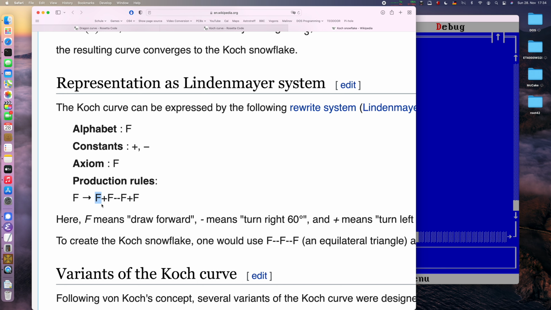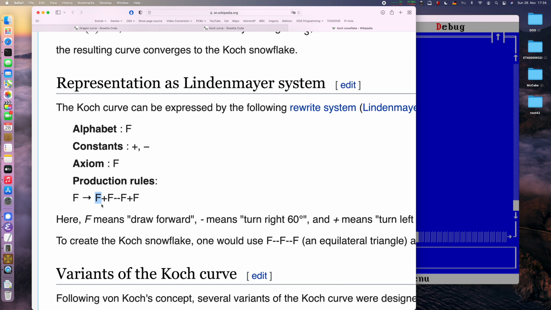And at some point you have to stop that. Otherwise it will be an infinite curve, and you can actually zoom in infinitely into the curve. But on the computer we need to stop at some point, and we'll do 3, 4, 5 iterations, and that'll be it. And the constants here, plus minus, will be our turn function, and that's it. And if we want to have the snowflake, we will use this axiom: forward, 120 degrees right, forward, 120 degrees right, forward, which produces the triangle which we saw up here.